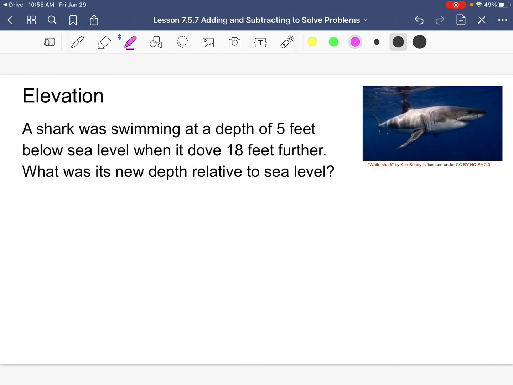So here we have a question where a shark is swimming at a depth of 5 feet below sea level, and then it dove 18 feet further. What is its new depth relative to sea level? So I'm going to draw a model. Here I'm going to have sea level, and we have the shark here 5 feet below sea level.